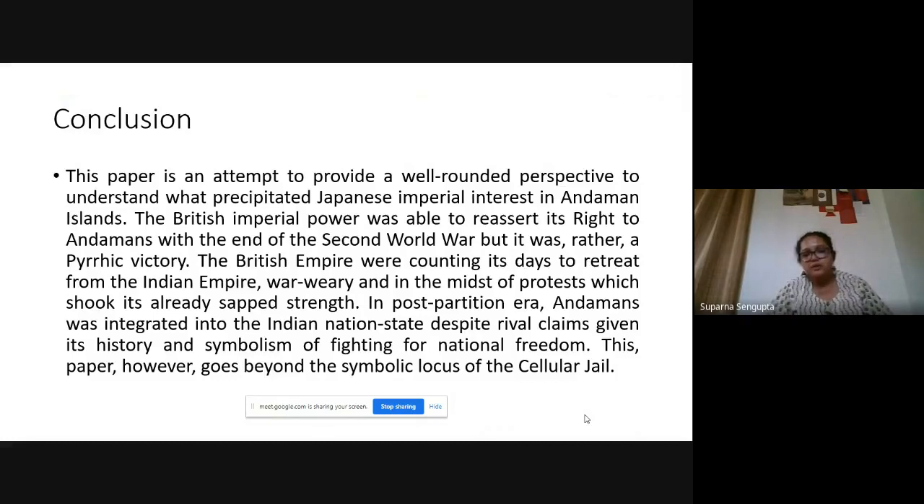The British Empire was counting its days to retreat from the Indian Empire, war-worn and in the midst of protests, which shook its already sapped strength. In the post-partition era, Andamans was integrated into the Indian nation state despite rival claims, given its history and symbolism of fighting for national freedom. This paper, however, goes beyond the symbolic locus of the Cellular Jail.